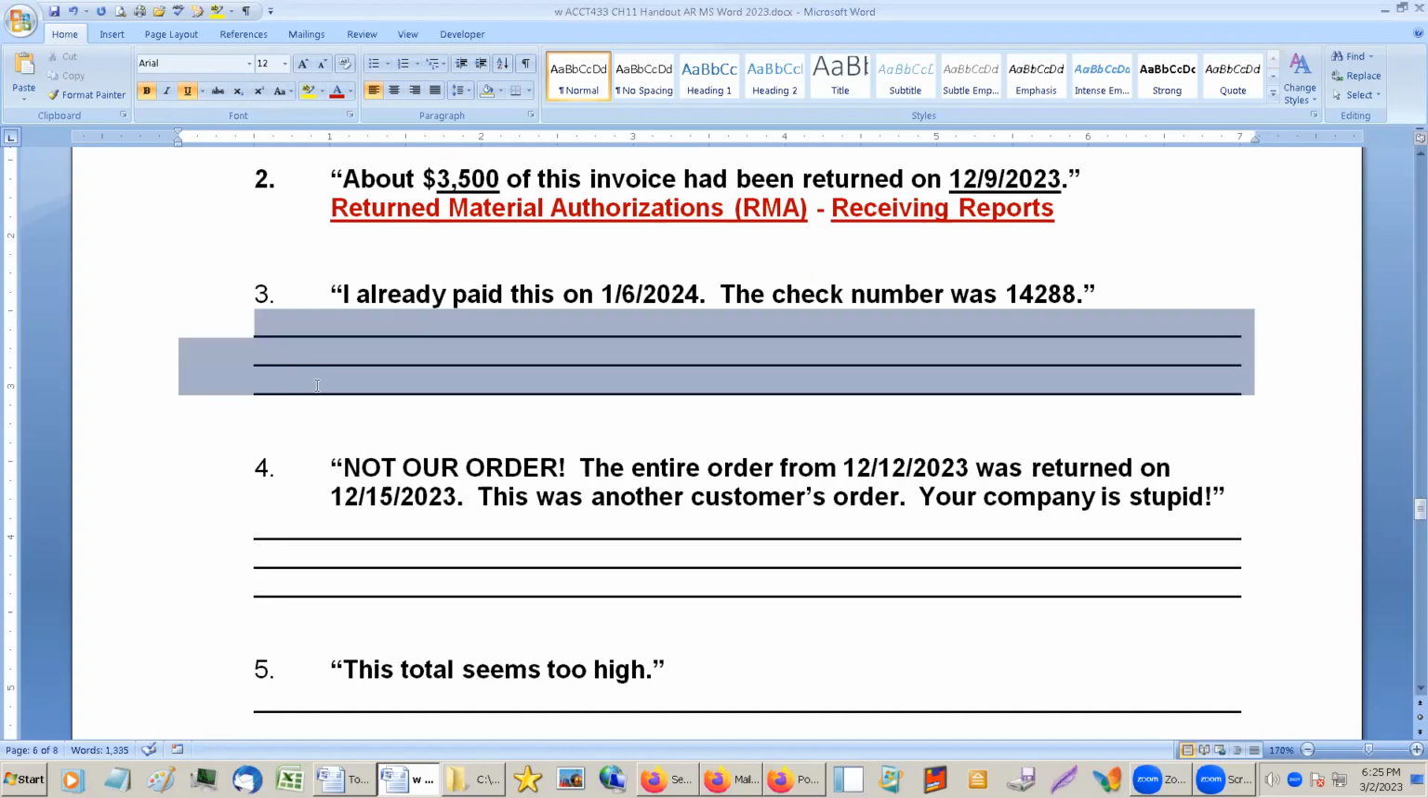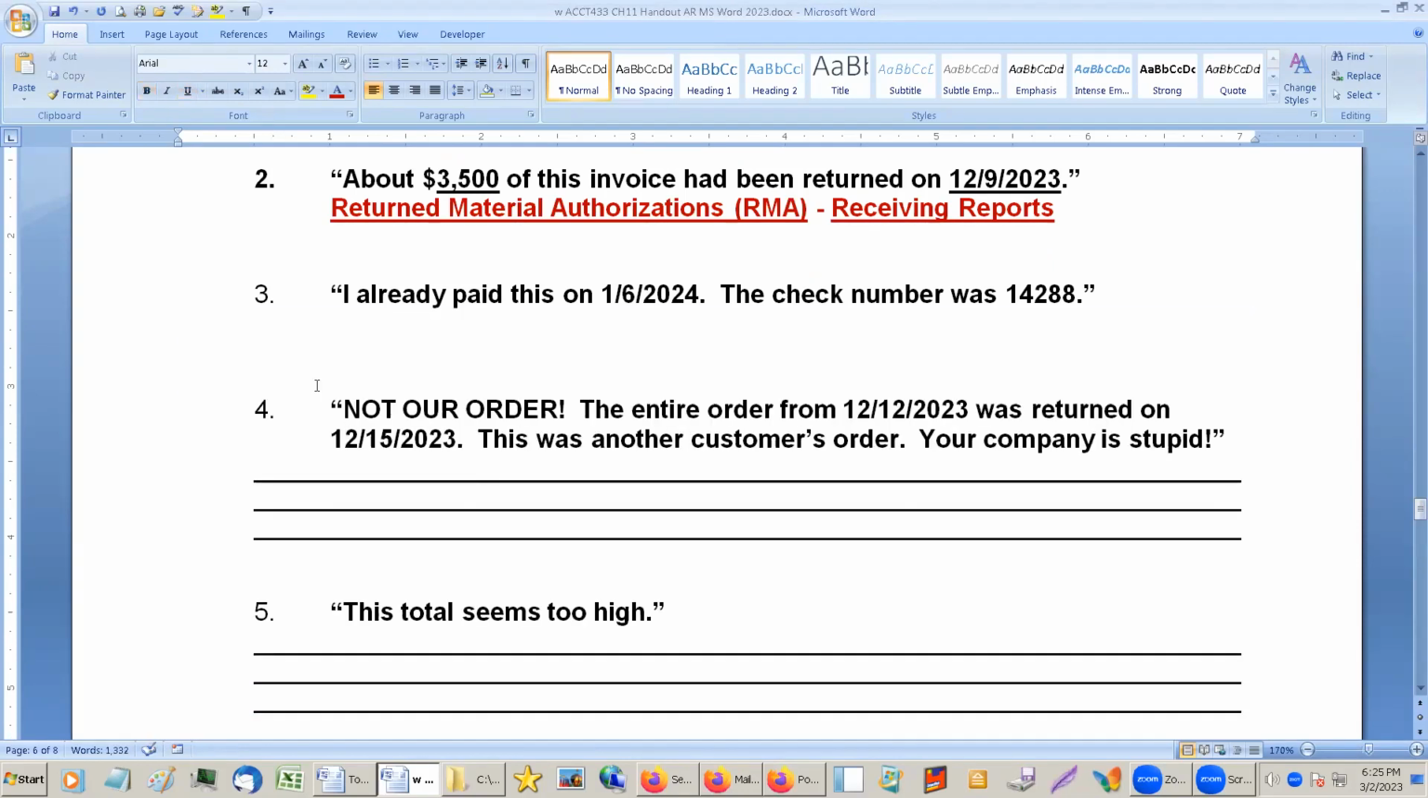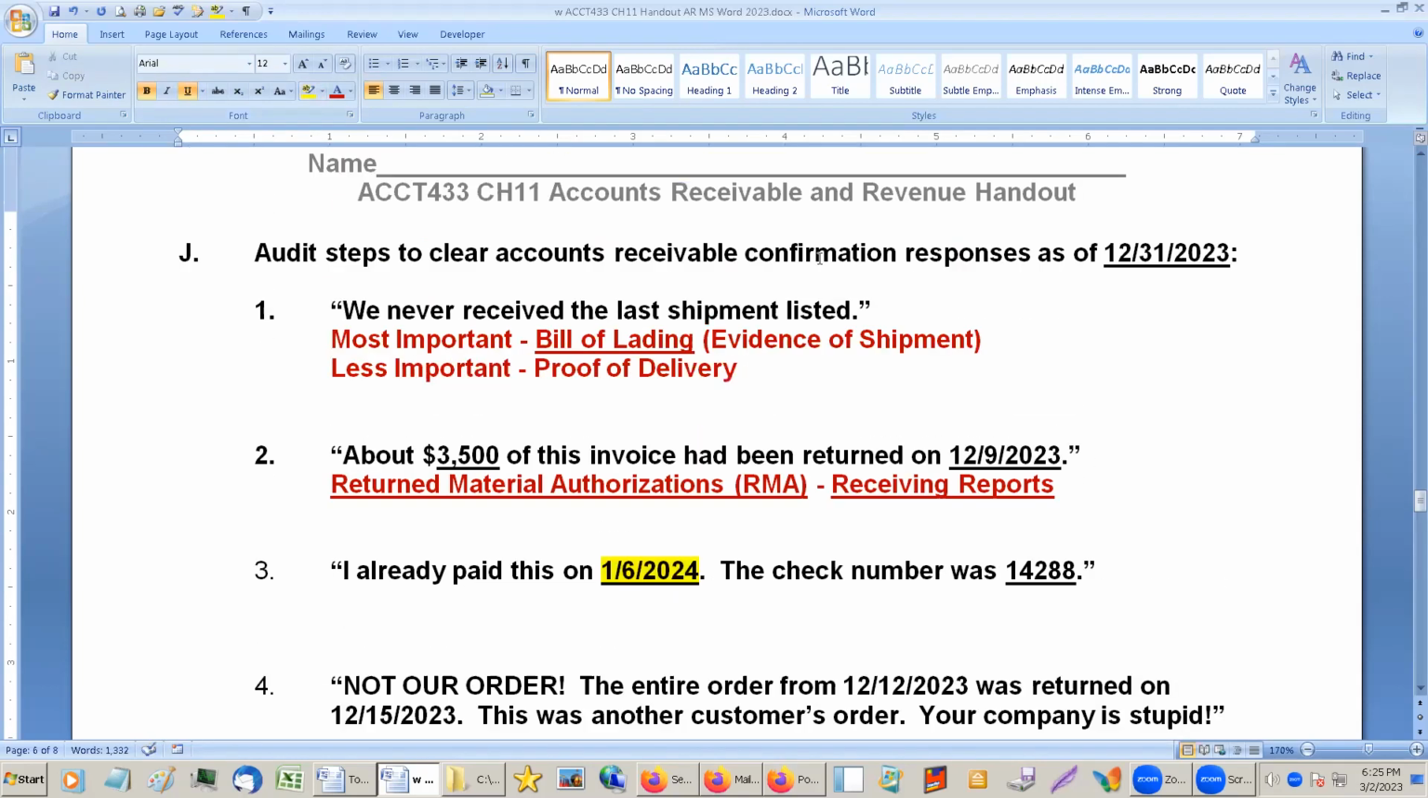This one's a little bit funny. I don't mean like haha funny, but I already paid this on 1/26. The check number, this is the check number. What's odd about this date? It's after the cutoff. Yeah. So it would be a payment in transit at the time of the confirmation that's being requested.